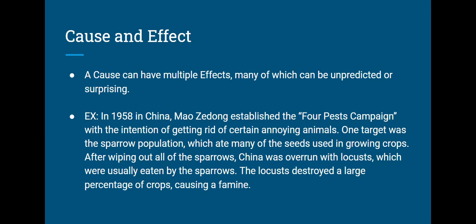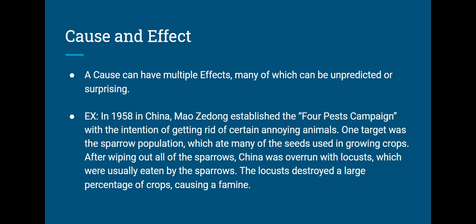One target was the sparrow population, which sparrows are birds. They would kind of swoop in and eat seeds that were used for growing crops. So the seeds that farmers had to plant their crops, they wouldn't have as many seeds and therefore wouldn't be able to grow as many crops. So they figured, okay, we'll wipe out these sparrows, we'll kill off these sparrows, and then we'll be able to grow our crops. Unfortunately, after wiping out the sparrows, China was then overrun by locusts.